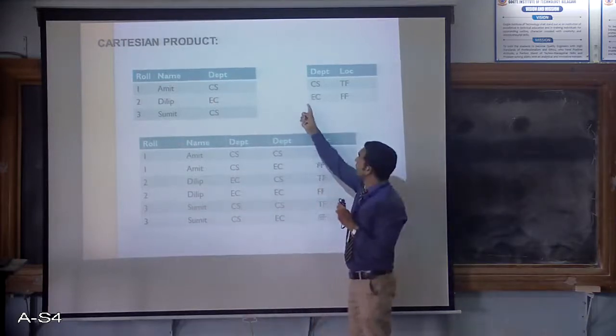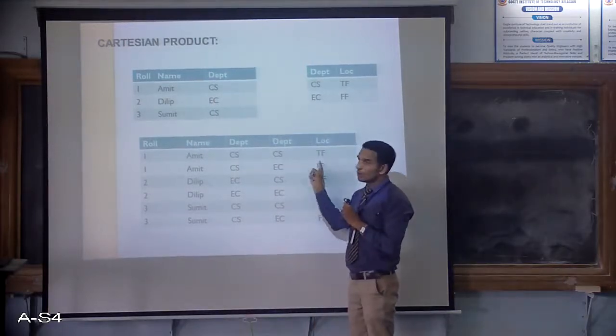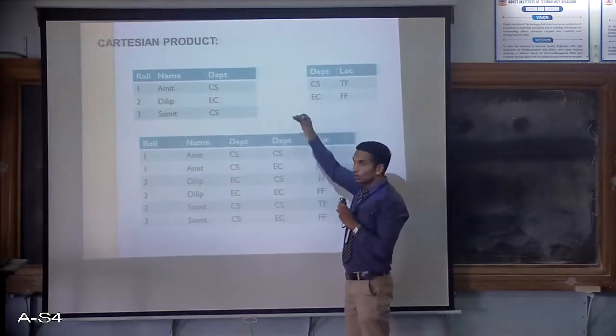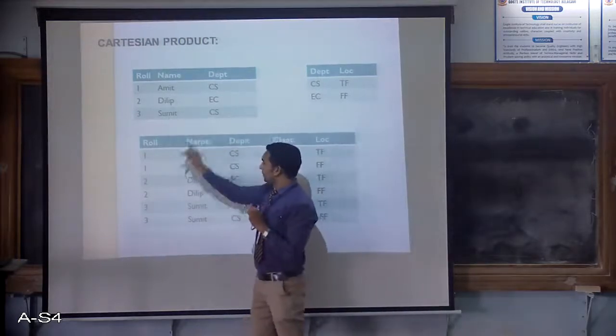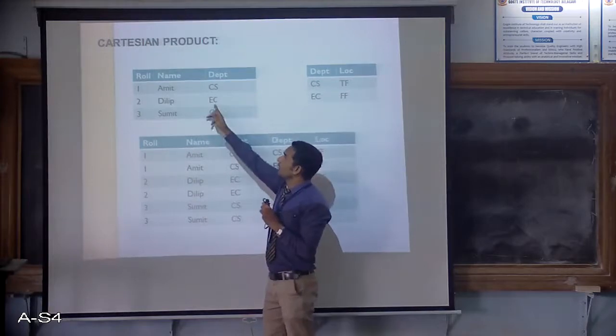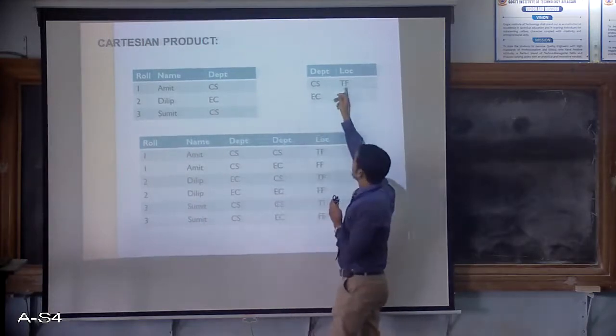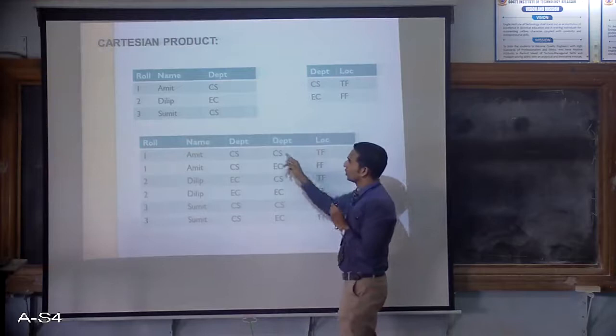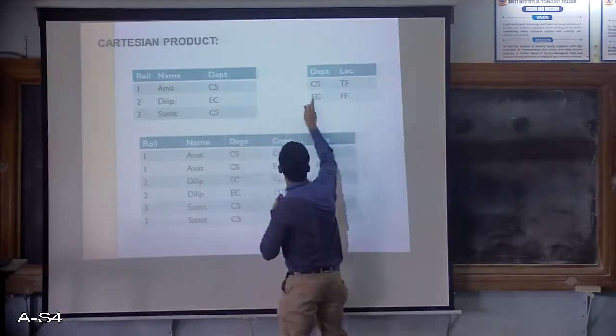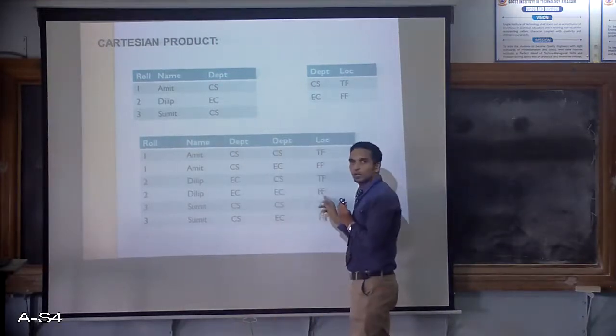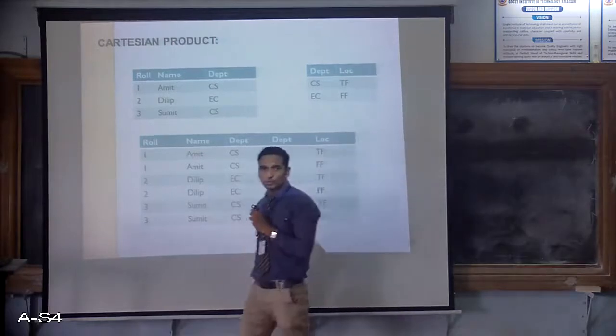Like a matrix. ECTF. So done for the first row. Go for the second. 2 Dilip EC is now mapped with CS third floor. 2 Dilip EC is mapped with EC first floor. Similarly, we work for Sumit now.